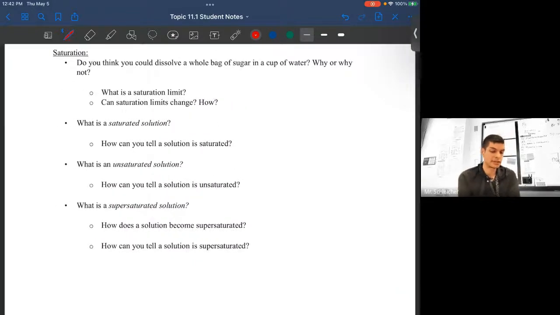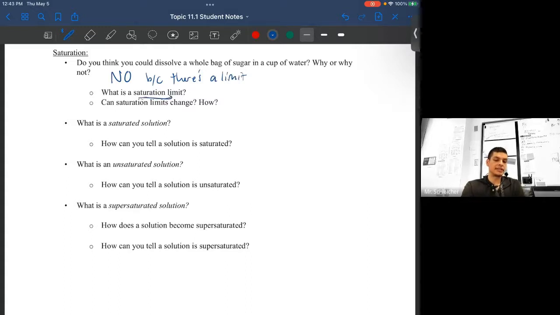Okay, let's talk about saturation really quick. Do you think you could dissolve a whole bag of sugar in a cup of water? No. That's supposed to be for like 3 cakes, so it's too much sugar. Why or why not? We'll just say no, because there's a limit. And that limit is called the saturation limit.